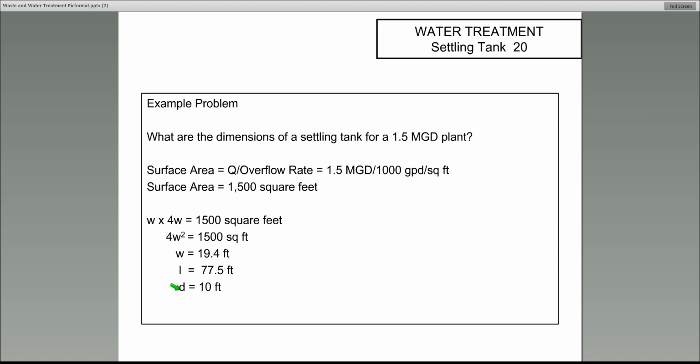Now, in this case, if you're doing the engineering drawings for somebody to build a plant, you would use a width of 20 feet and maybe a length of 80 feet. You're not going to use something that's 19.4, because if you use a standard width, a lot of these things are concrete and have to be poured, you can get the forms in standard dimensions that would take care of 20 and a length of 80.